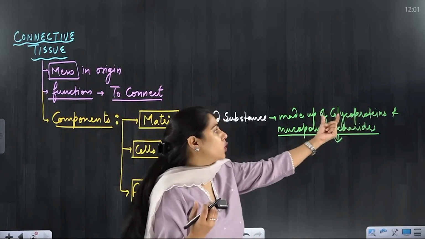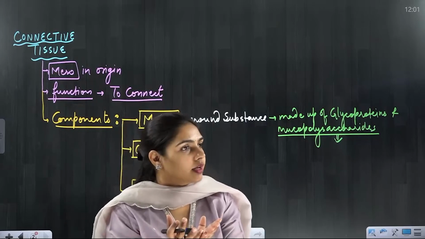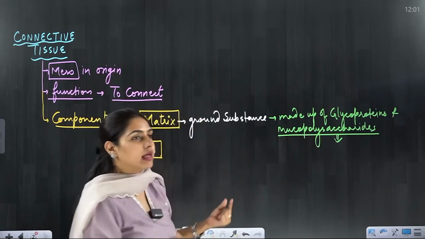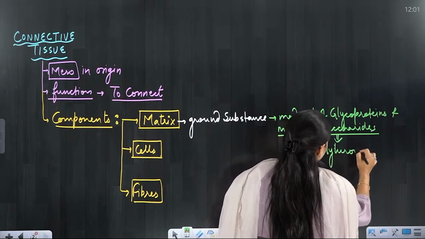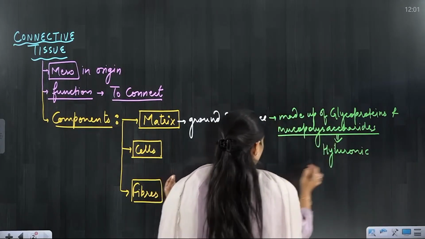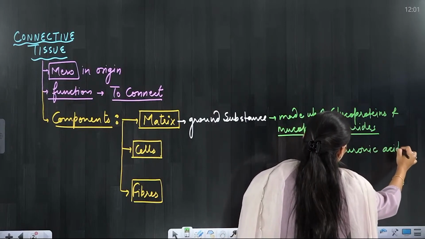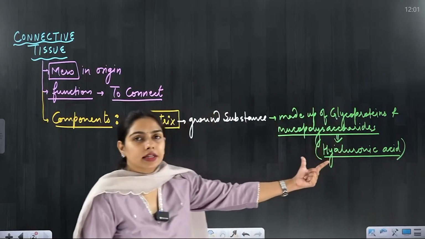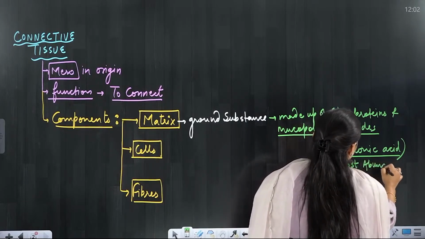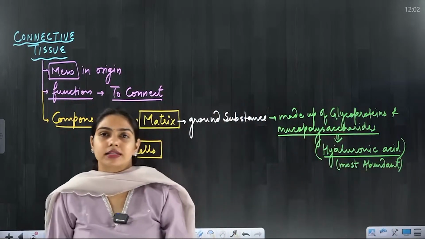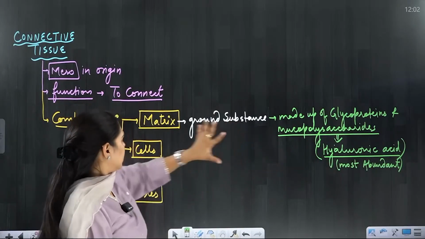You must have heard of proteins, carbohydrates. So these proteins and carbohydrates only are forming the matrix, beta. So for this mucopolysaccharide, I'm giving you one example, hyaluronic acid. Hyaluronic acid is the most abundant mucopolysaccharide in the matrix of connective tissue. That doesn't mean that other mucopolysaccharides are not present. Others are also present. But which is the most abundant? Hyaluronic acid.